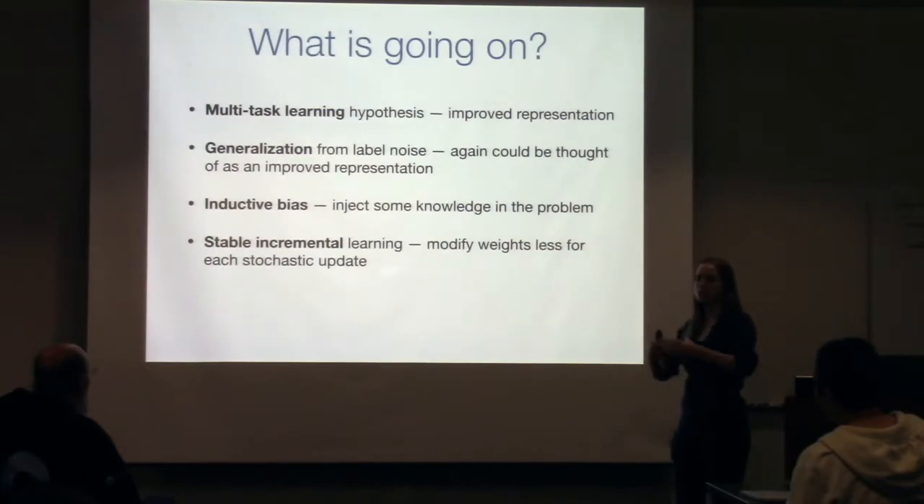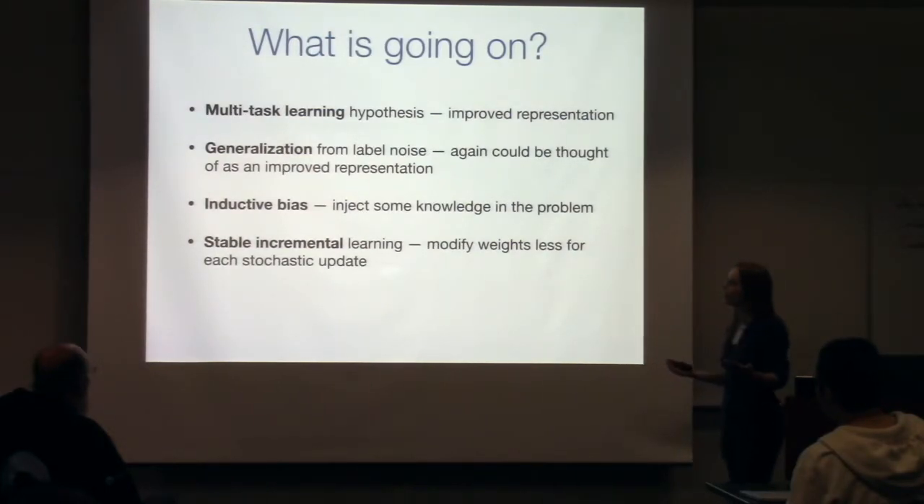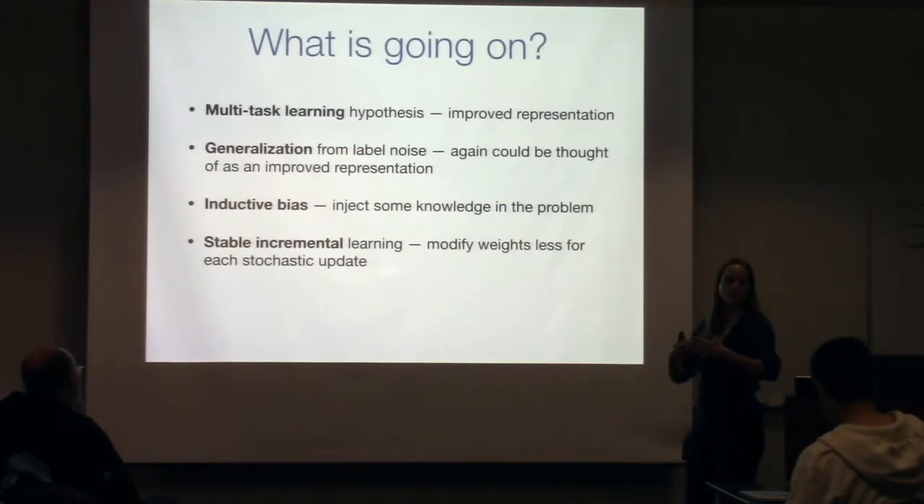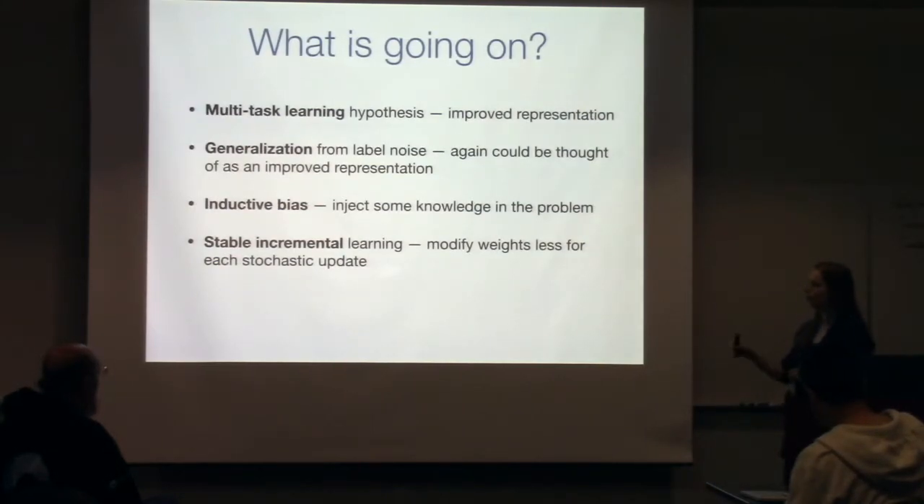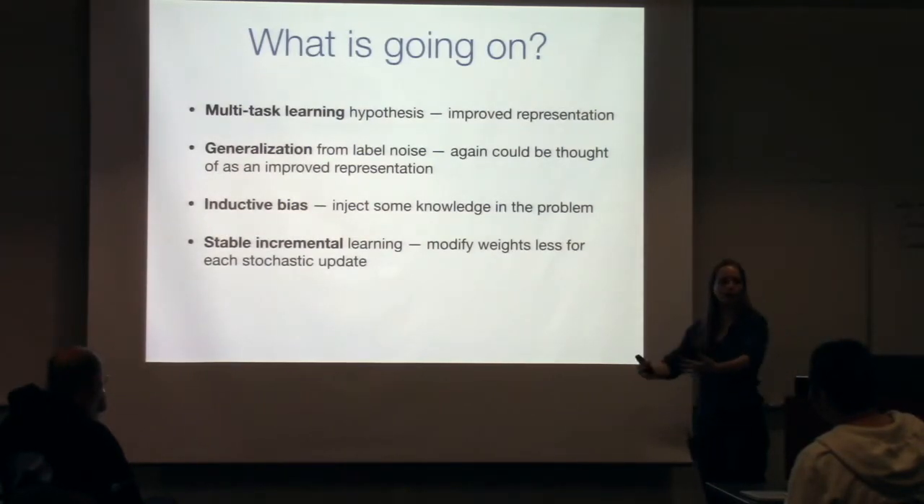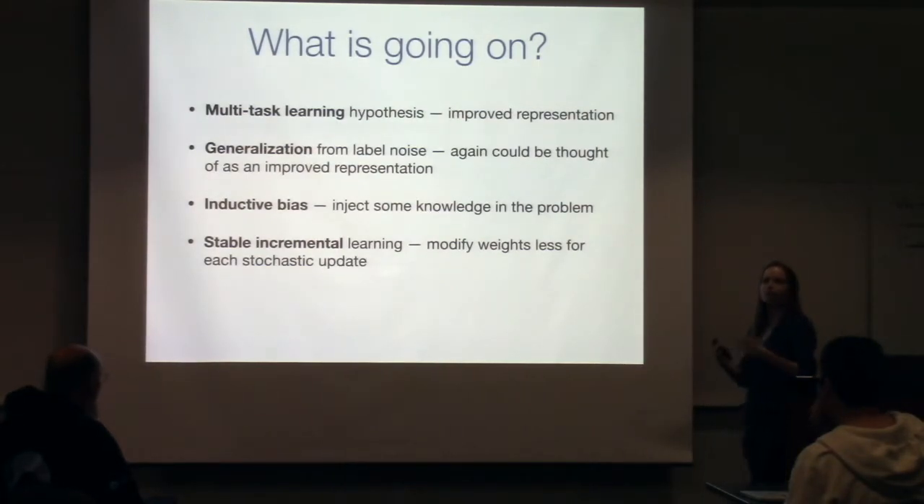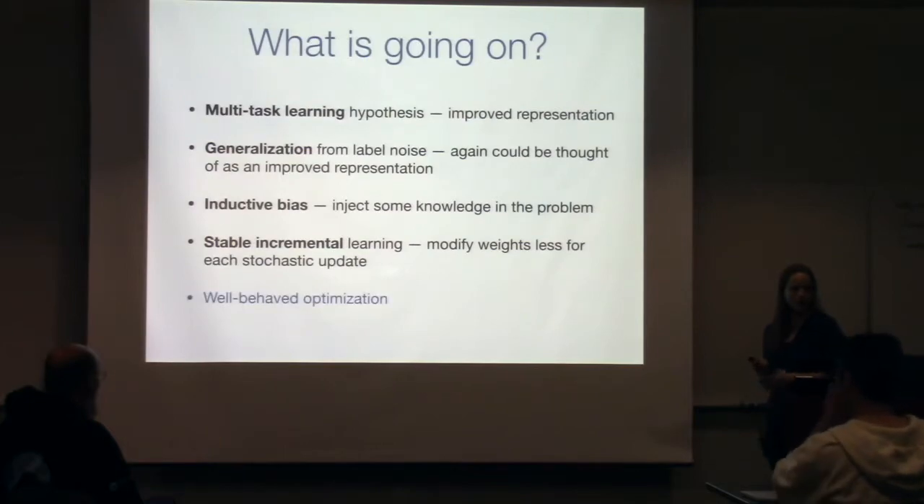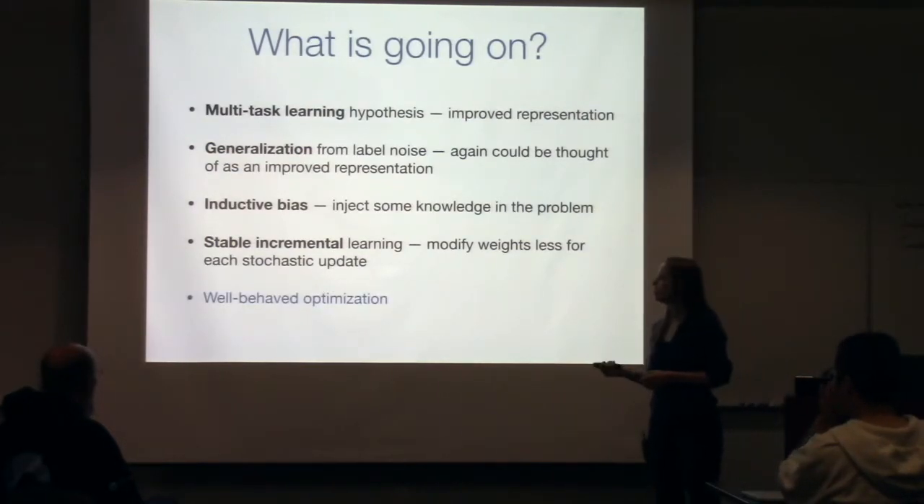Another idea is that if you take your outputs and add a little bit of noise to them, that can be good in terms of generalization. So you're not going to fit as strongly to your targets, and so this label noise could be a good thing, and moving from an expected value to a distribution maybe adds some similar noise. There's an inductive bias idea that maybe you can inject some knowledge into your problem by changing the outputs. And I like this one the best, stable incremental learning. Whenever you do an update on every time step, you're modifying a smaller number of weights with a less large magnitude value.